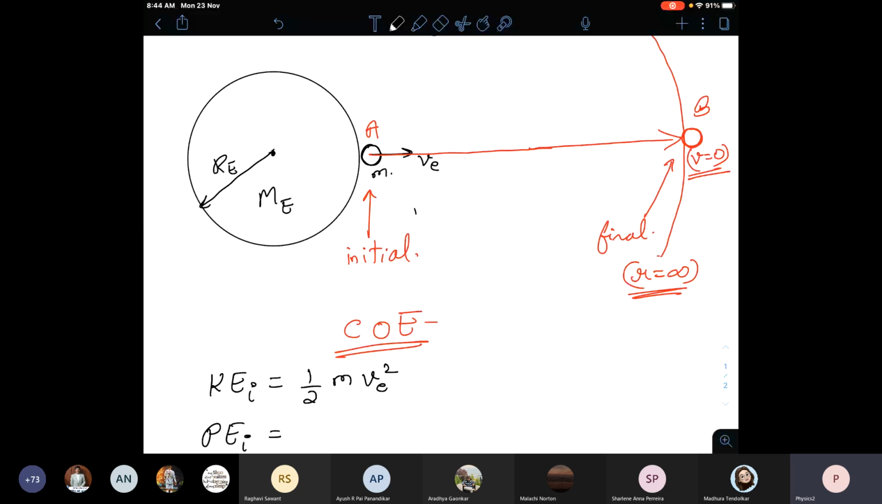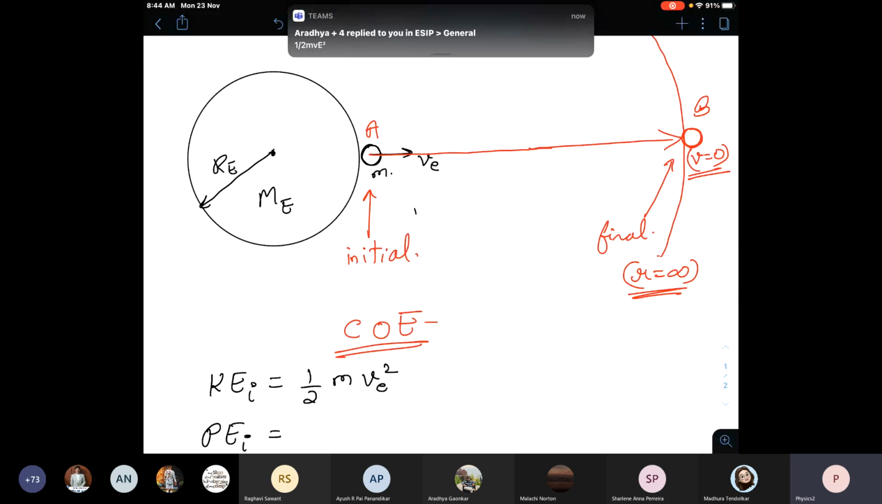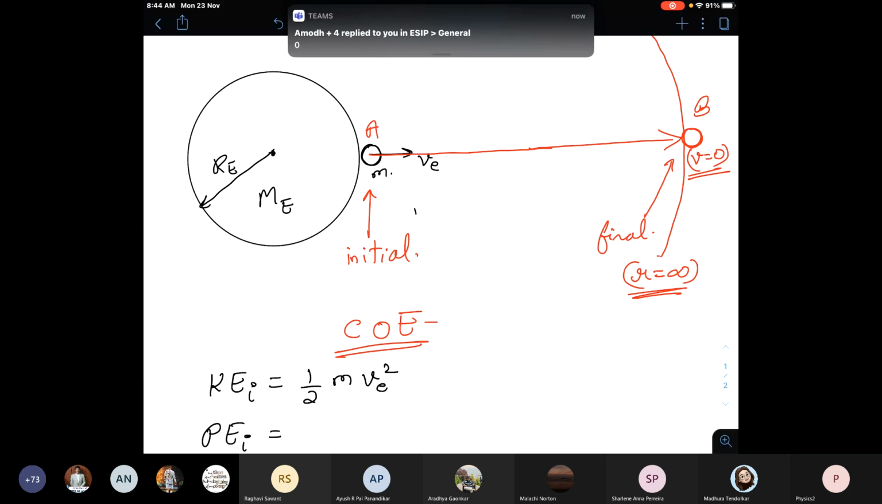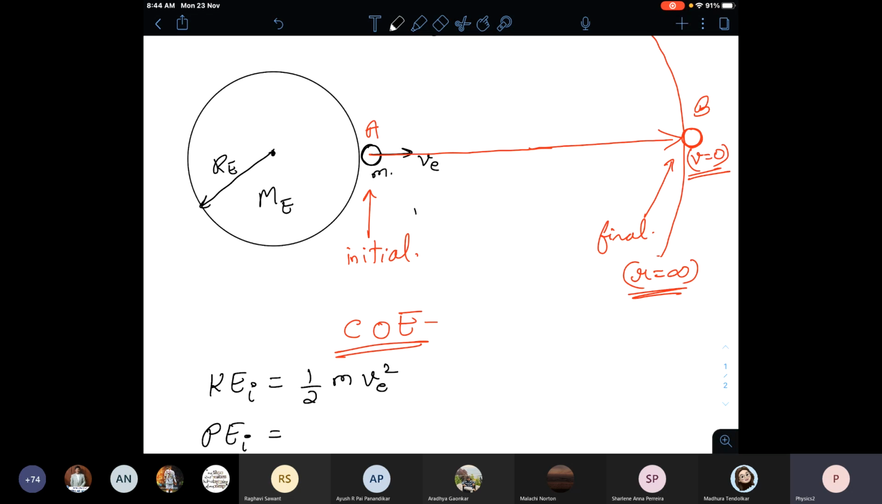This is the situation. A is the initial point. Just tell me what should be the initial potential energy of the object. Kinetic energy is correct. Now tell me what should be the potential energy of the object. Think. Initially, where is the small m mass? Initially, the small m mass is on the surface of Earth.